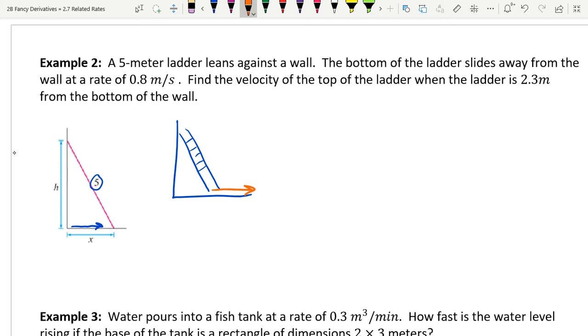Okay, so the bottom of the ladder starts sliding. We're trying to figure out how fast the person on top of that ladder is going to hit the ground. How fast are they going to be traveling? That's what we're trying to find here. It's a little bit strange.